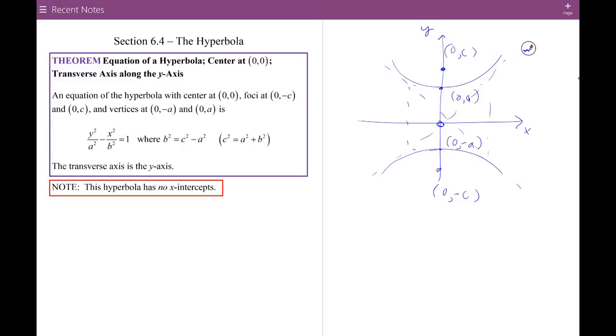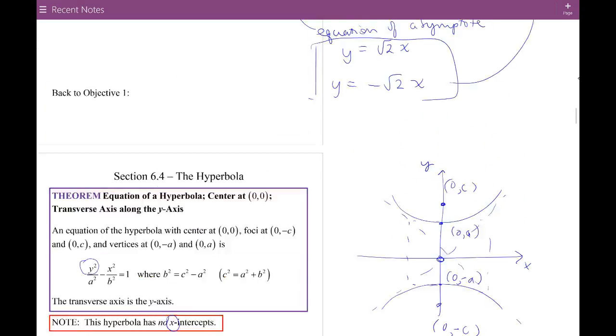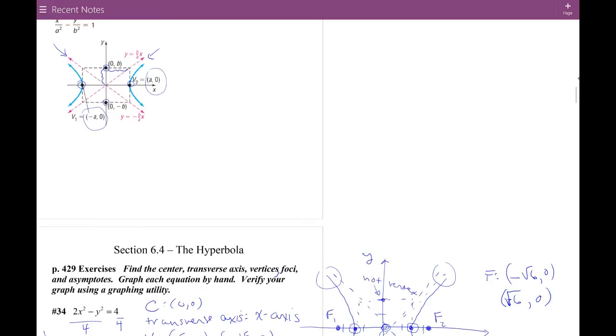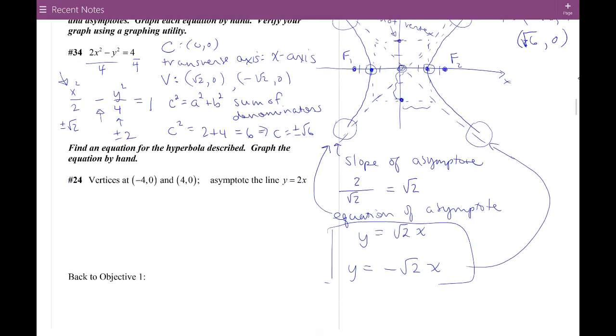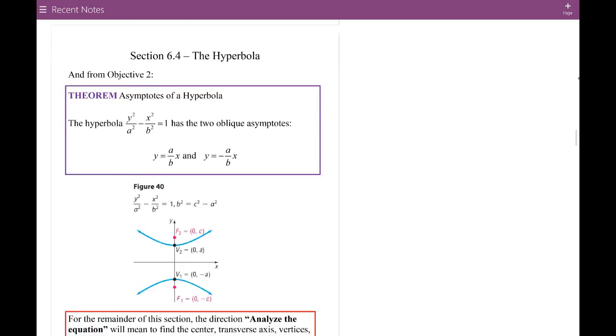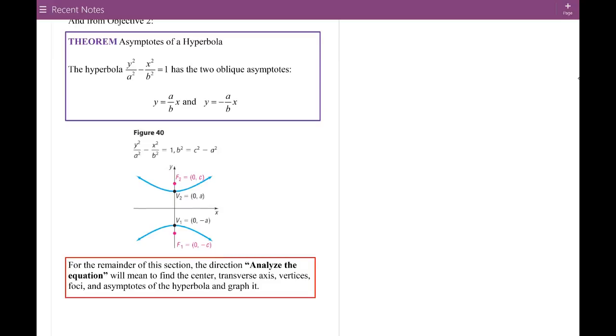So this type of hyperbola has no x-intercepts. So when the y term comes first, there are no x-intercepts. So let's go back and look at the previous one. And when the x term comes first, then there's no y-intercepts. So whatever way you come up with for remembering that for yourself. Okay, so here's the equation, and we have the equations of the asymptotes. And again, all the A and B do is help us draw the box. They don't tell us which way the hyperbola opens.